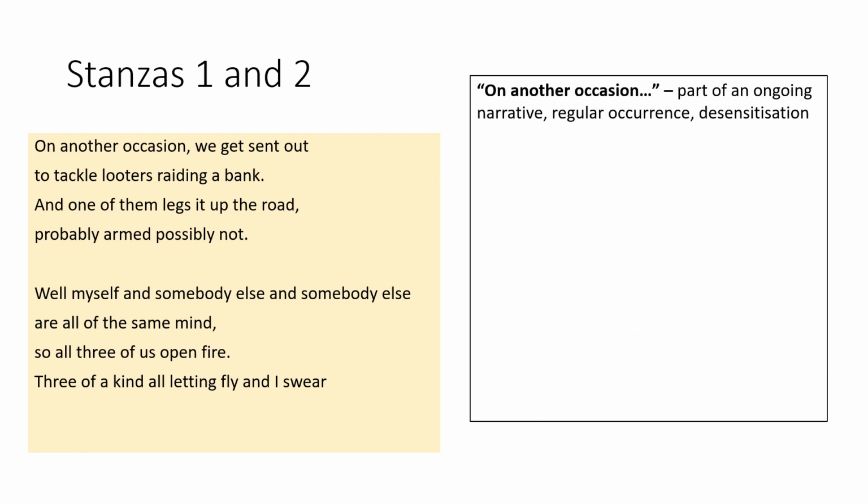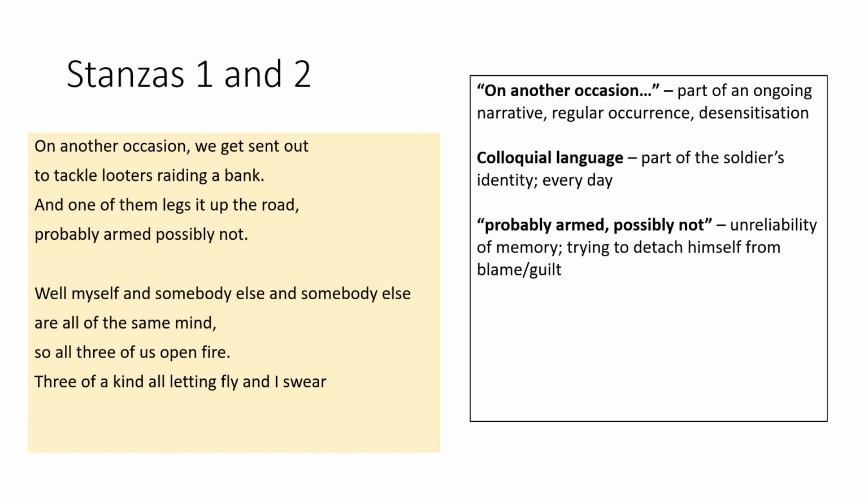So we start with on another occasion. The opening line reveals to us that this is part of an ongoing narrative. It seems that this kind of event is a regular occurrence, and we're therefore immediately introduced to the idea that this soldier is desensitized, or the soldiers are desensitized to the reality of conflict. As I said before, it's in colloquial language. This is part of the soldier's identity. It's the everyday occurrence of their lives. An interesting phrase which is repeated later in the poem is probably armed, possibly not. Like the mother in Poppies, we can't entirely rely on the memory because it is loaded with emotion.